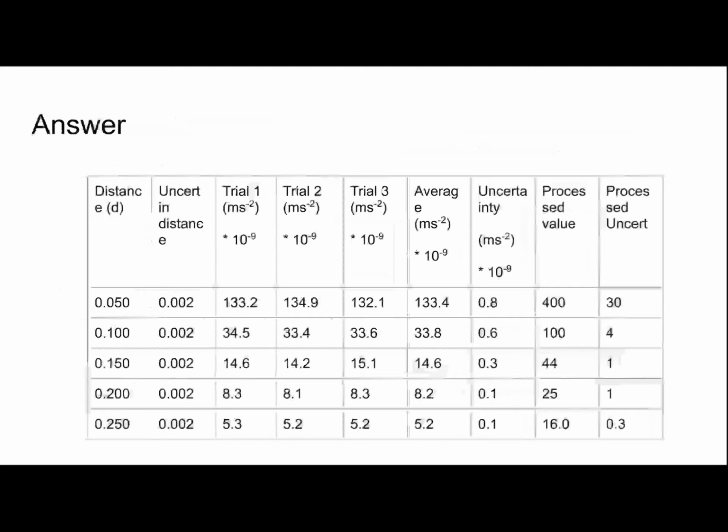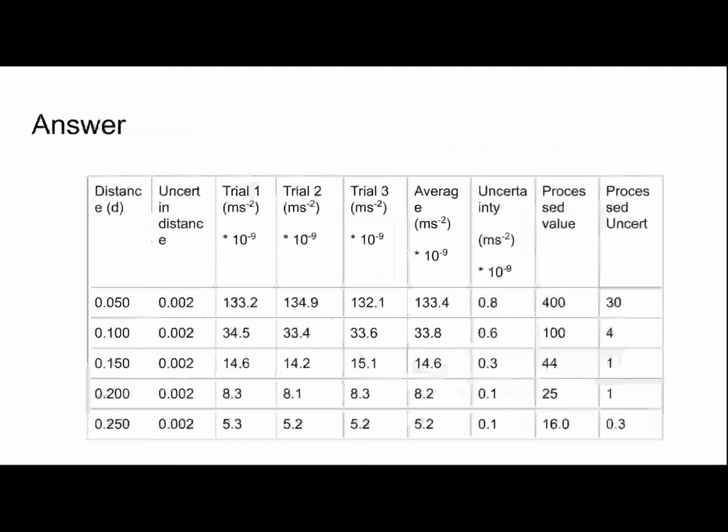The distance is squared. So once we square the distance, we need to multiply the percentage uncertainty by 2. Or in other words, we need to multiply the ratio by 2. So 0.002 divided by 0.05 actually gives us a ratio of 0.04, sorry, not 0.4. So the ratio is 0.04. We need to multiply by 2 because we're squaring the distance.